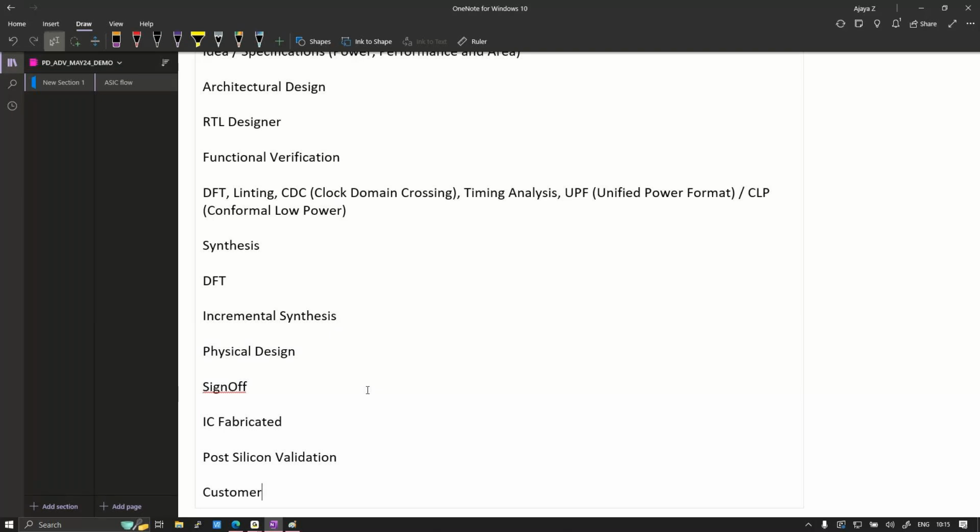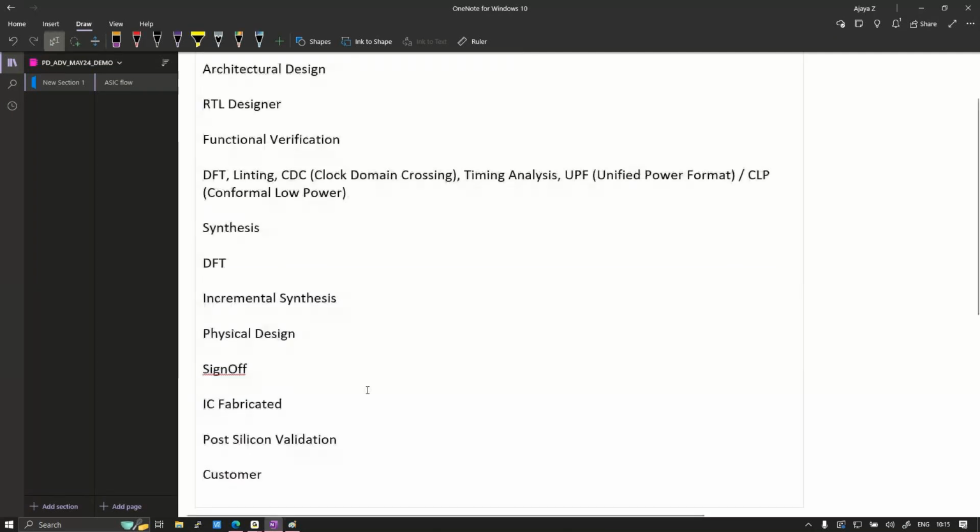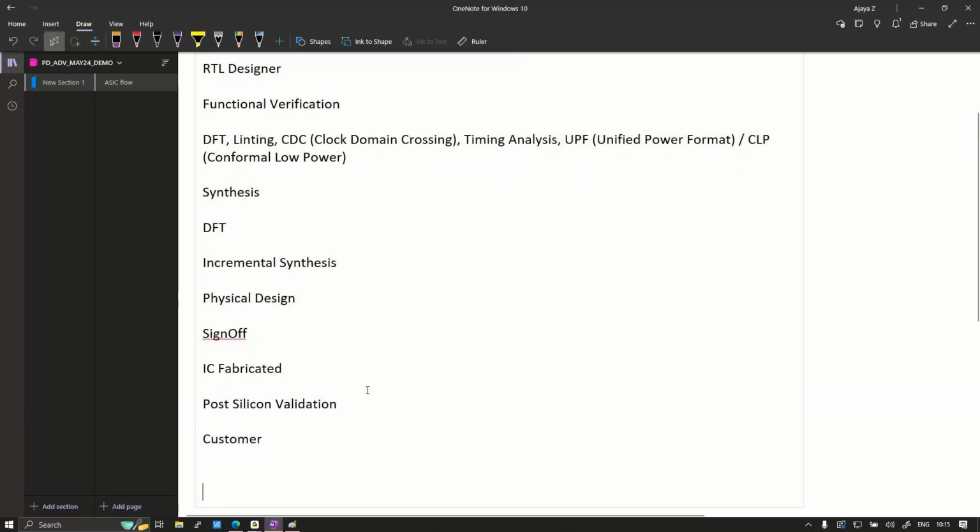Okay. Clear? Everyone understood the basics of what the ASIC flow is? Because when you go as a fresher, this is the first question asked by most of the companies. Okay. So, can I move forward?